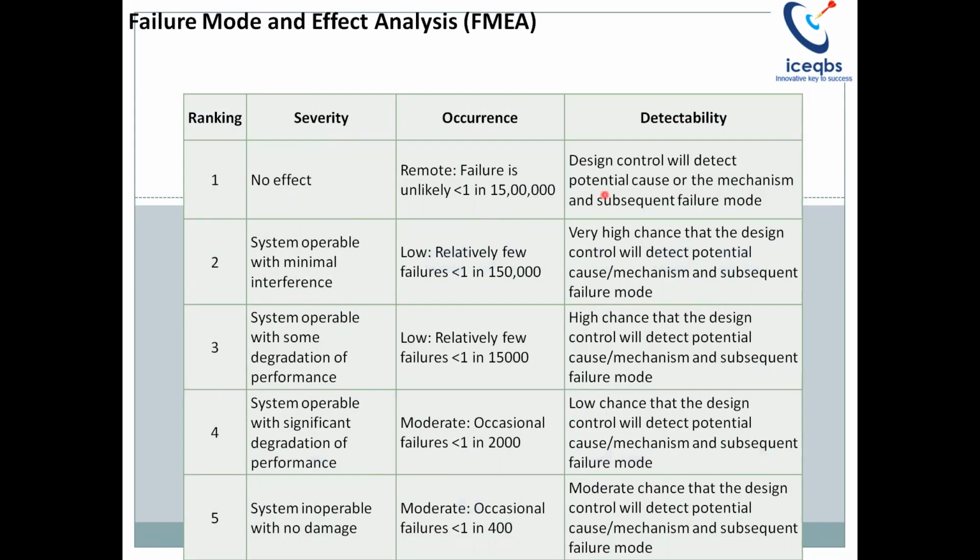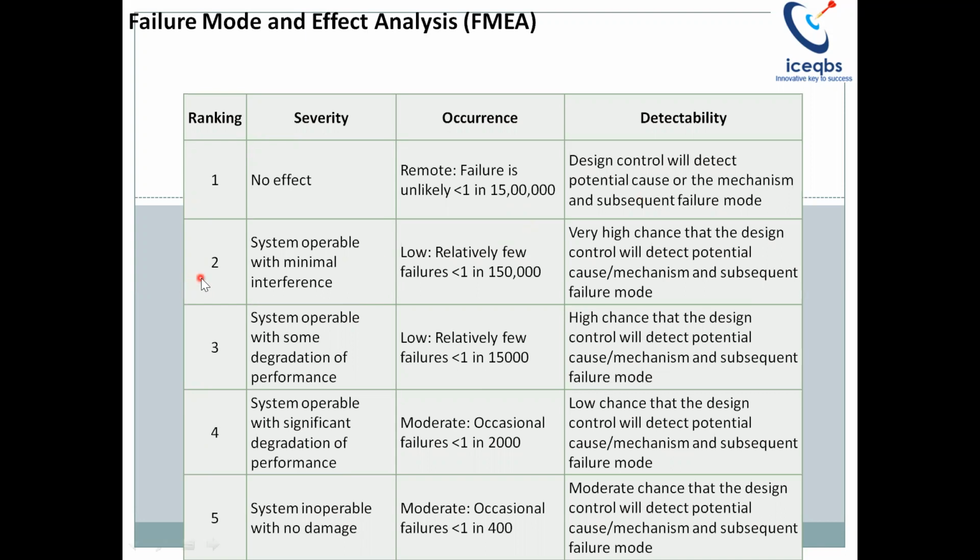Detection. The design control will detect the potential cause of the failure and subsequent failure mode. That means you have some mechanism by which you will be able to immediately know, or immediately prevent any failures of that. In that case, you give a rating of 1.